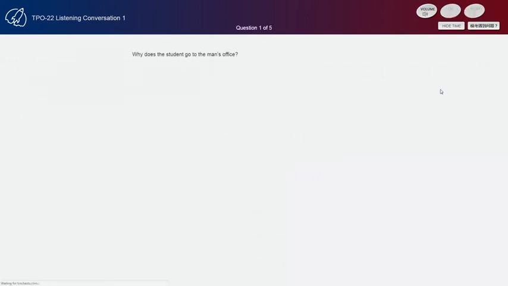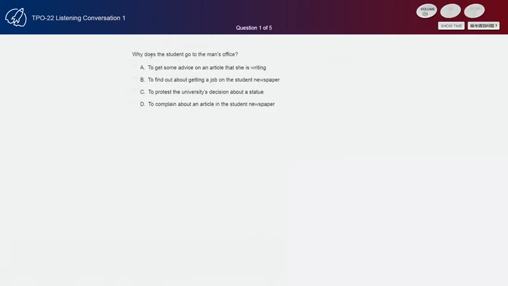Why does the student go to the man's office? So here it says, why does the student go to the man's office? To get some advice on an article that she's writing? No, she's not writing an article. To find out about getting a job on the student newspaper? No, they don't even talk about getting a job there.